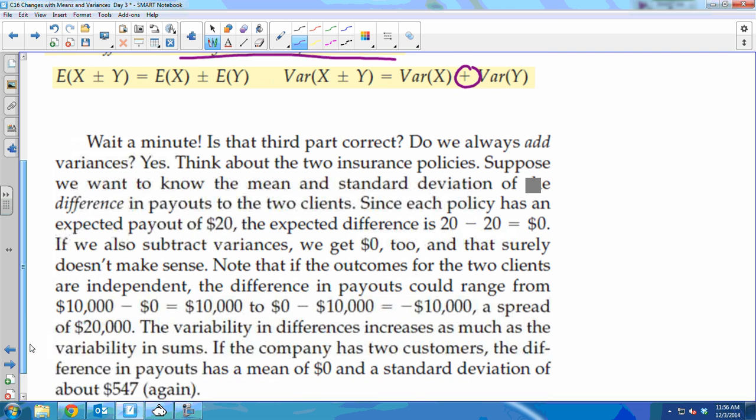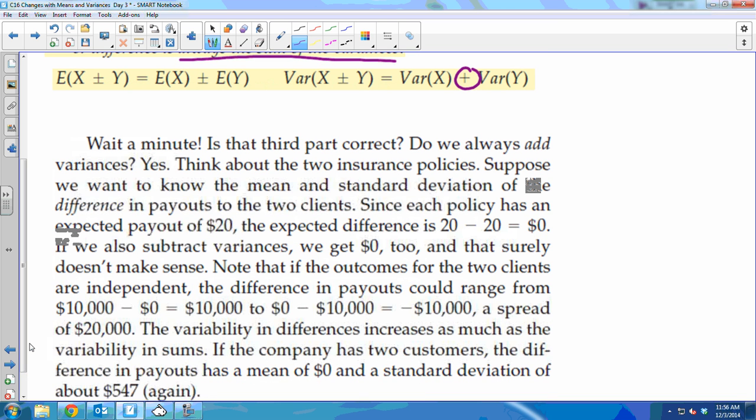It says, wait a minute, is that third part correct? Do we always add variances? Well, the answer is yes. Think about two insurance policies. Suppose we want to know the mean and standard deviation of the difference in payouts to the two clients. Since each policy has an expected payout of $20, the expected difference is 0. That's the expected value, no problem. If we also subtract the variances, you get 0 too. But that doesn't make sense if you think about the payouts.